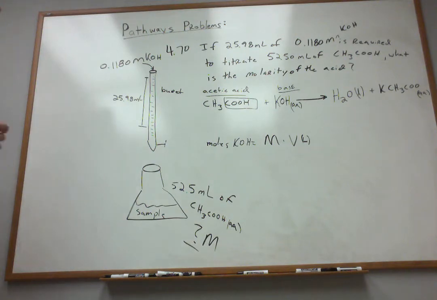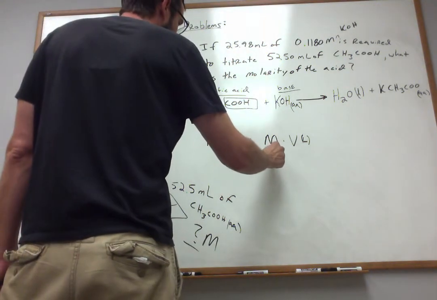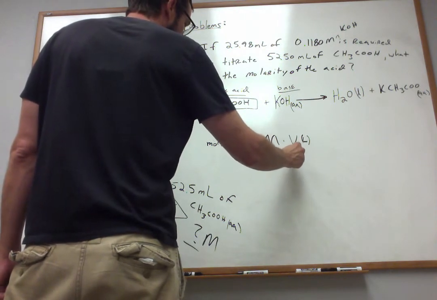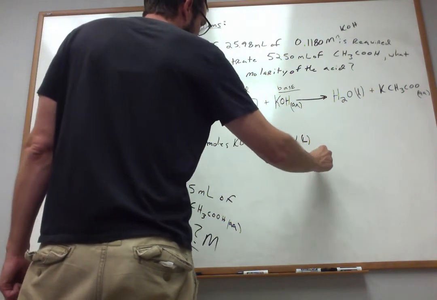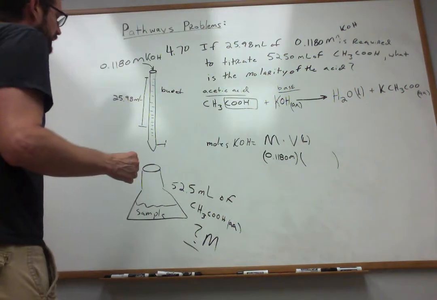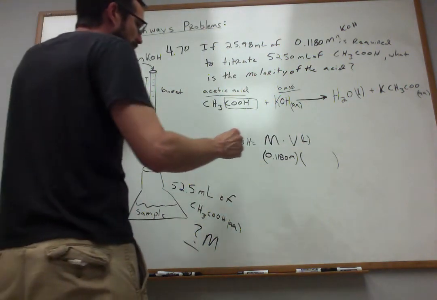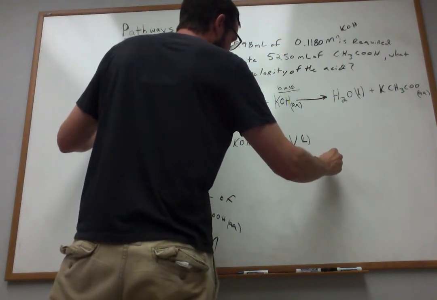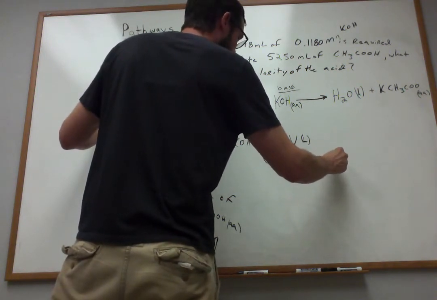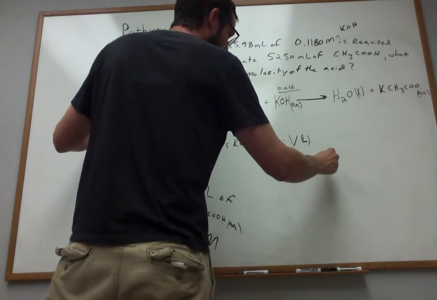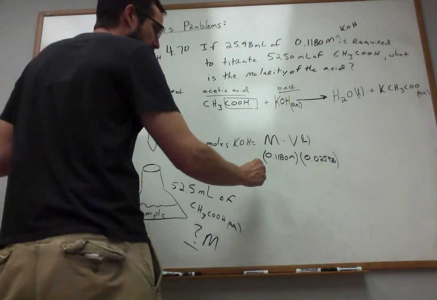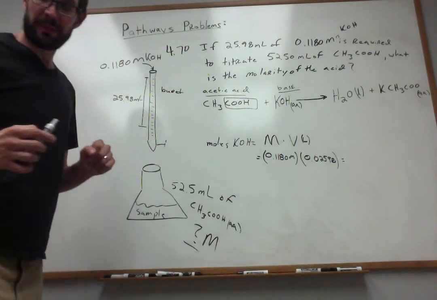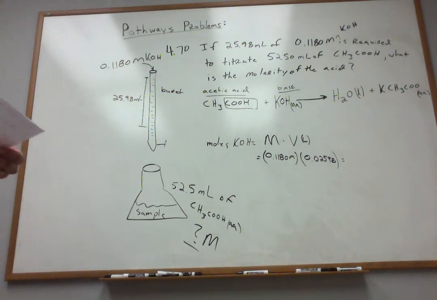So what's my molarity? Well, of the KOH, it was 0.1180 moles per liter. And remember, my volume needs to be in liters for this to work well. So I'm going to convert by dividing by 1,000. So 0.02598 liters. And I do the math on that on my calculator.